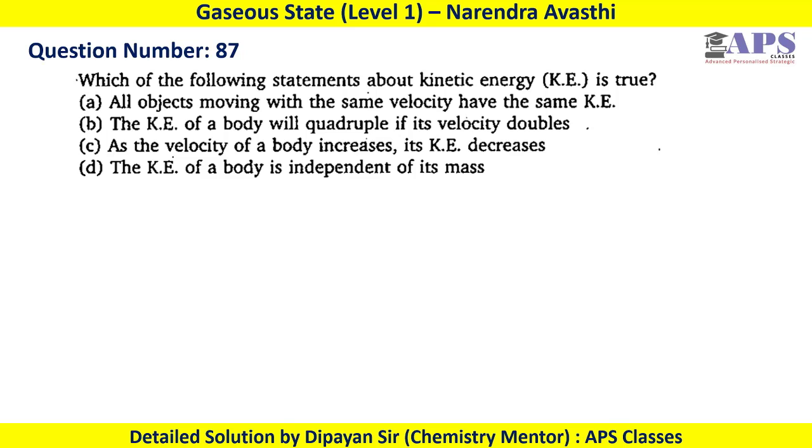In question number 87, which of the following statements about the kinetic energy is true? Kinetic energy is nothing but half mv square. So if you double the velocity, kinetic energy will become 4 times. So the kinetic energy of a body will quadruple if its velocity doubles. So option B will be the correct option.